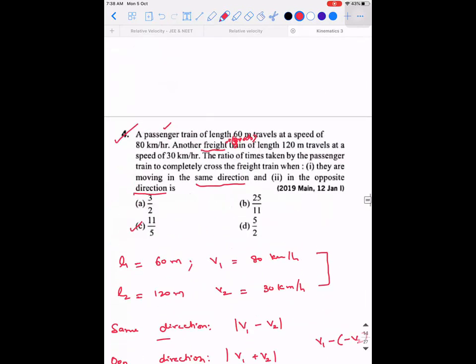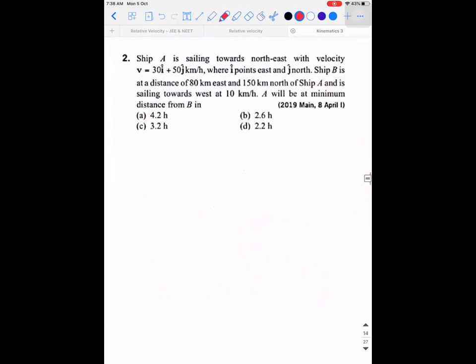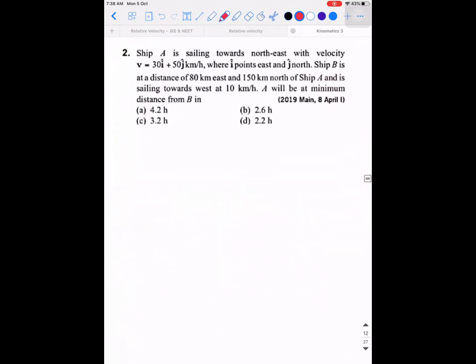We'll move to the next problem. That is a problem which is based on the concept of minimum distance. Okay. So read the question and tell me what comes to your mind. I can give you only one hint. This problem not only needs physics knowledge, it also needs a little bit of maths knowledge.